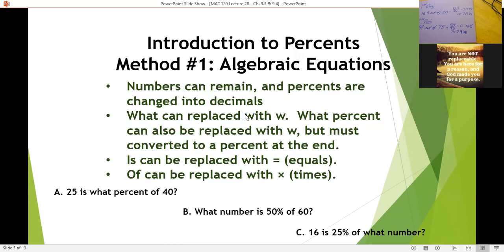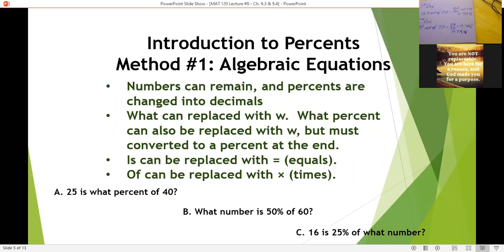Then the next thing is what can be replaced with W? What percent can also be replaced with W, but just make sure you convert it to a percent at the end. Now, I've seen textbooks use N or something else. We try to avoid using the X because X means times to the lower grades. And if you use an X as a variable and you use times as an operator, it might get a little bit confusing. And we're trying to make the kids see at the lower grades how the percentages work and throw in fractions, throw in equations a little bit. But we don't want to confuse them. So we're going to use a variable that's clearly not times, which W is a great example. So we're going to use W in these examples of how to do it.